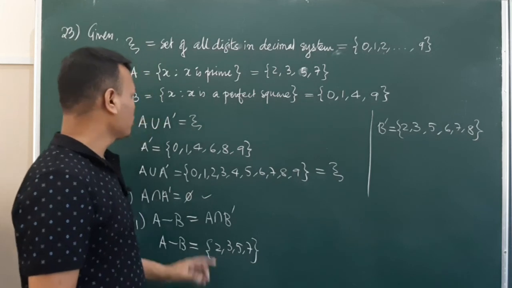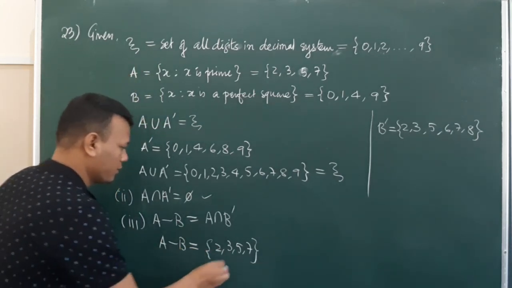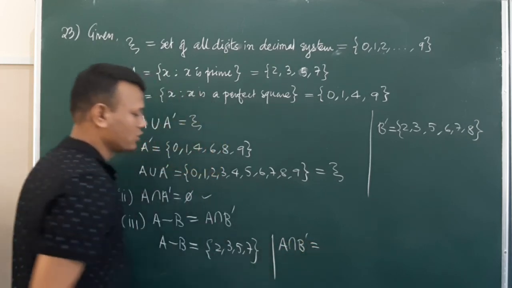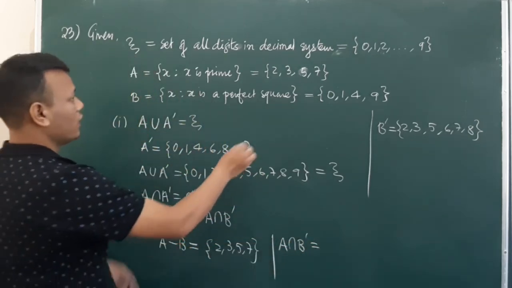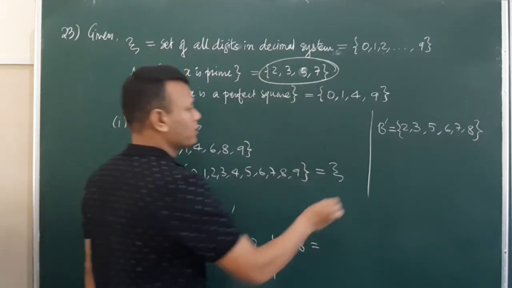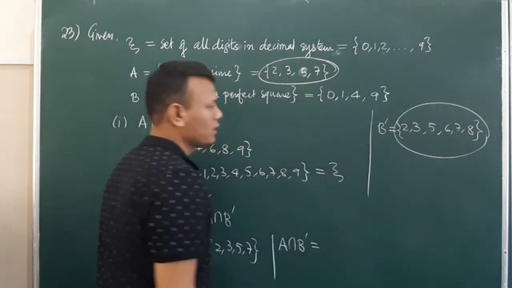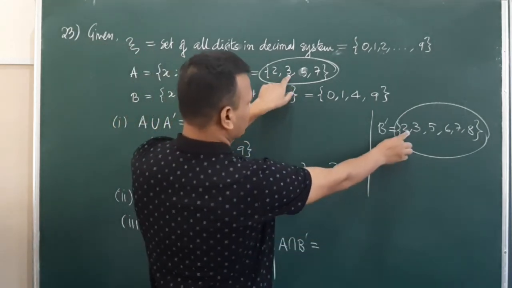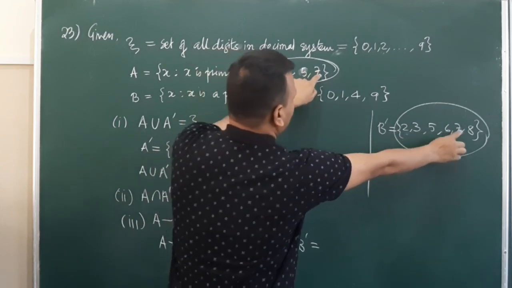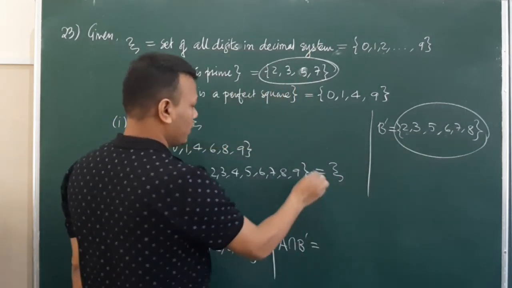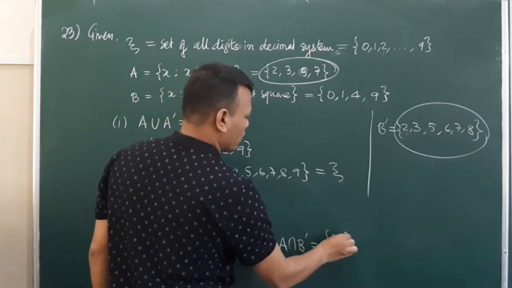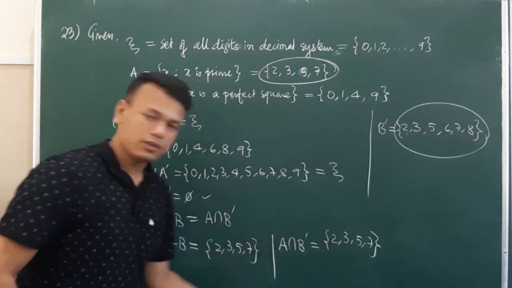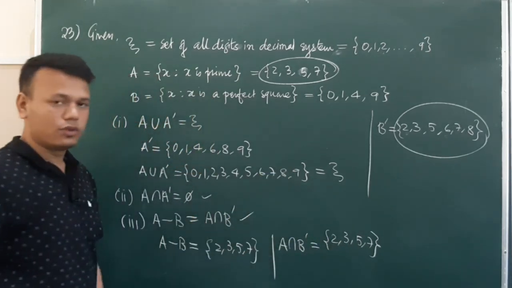Now let's see what is the intersection, that is this one, A intersection with B dash. Let's see how much this is. Where is A? A is here. And where is B dash? B dash is here. Let's see what elements are common between these two. The common elements are 2, 3, 5 and 7. If you see here, both are the same, isn't it? So this is also verified.